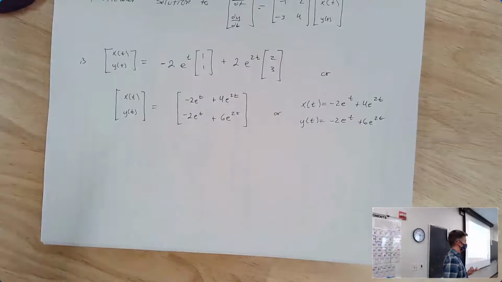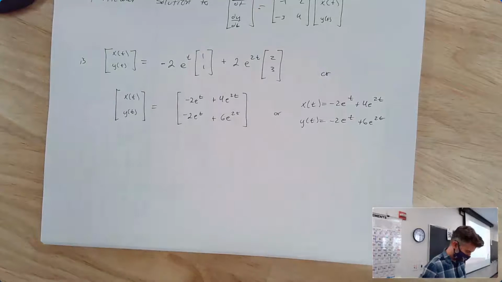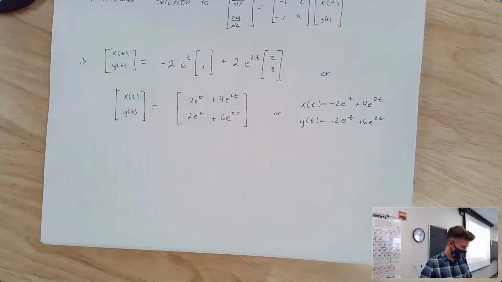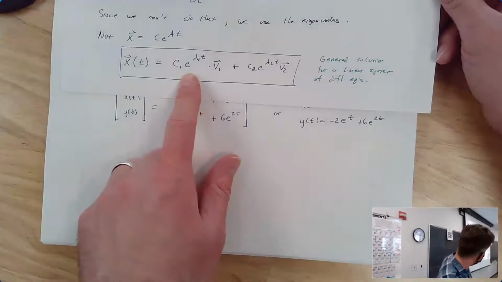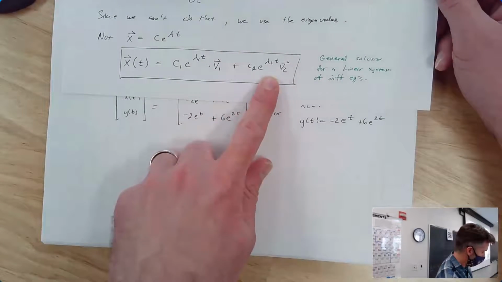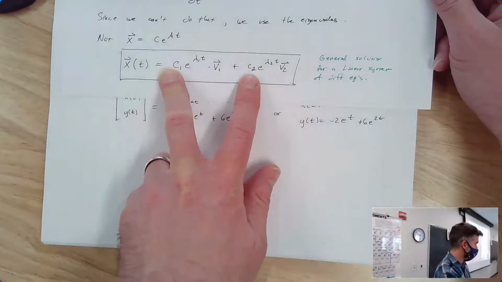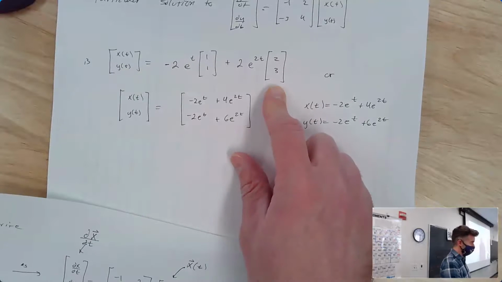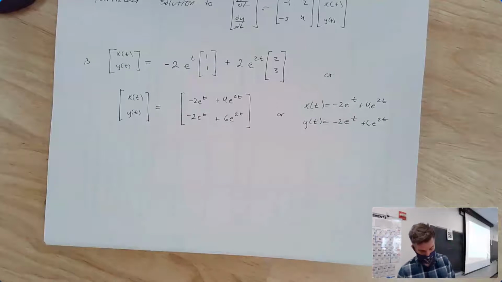But this is the process for solving a linear system of differential equations like this. You find the eigenvalues, you find the eigenvectors. You write this general solution: C1 e to the lambda 1 t times v1 plus C2 e to the lambda 2 t times v2. Maybe you solve for C1 and C2 if you're asked to. And then there's your final solution, like that. I got this in the right order.